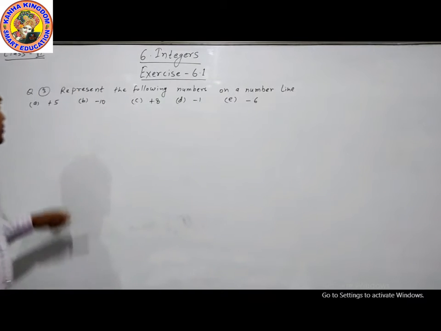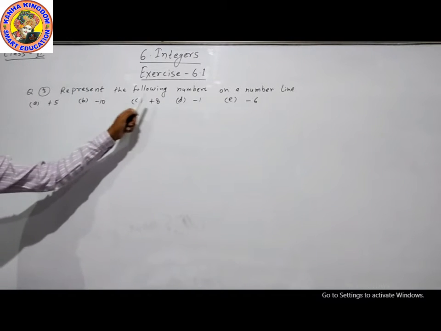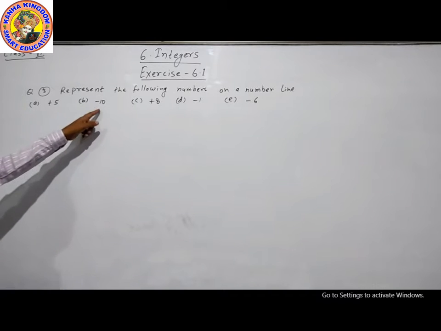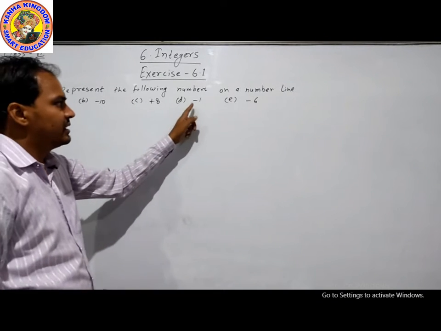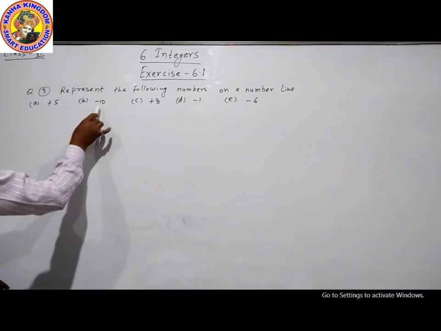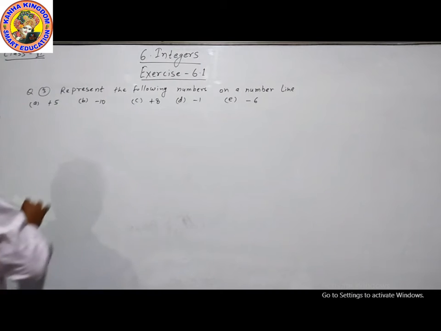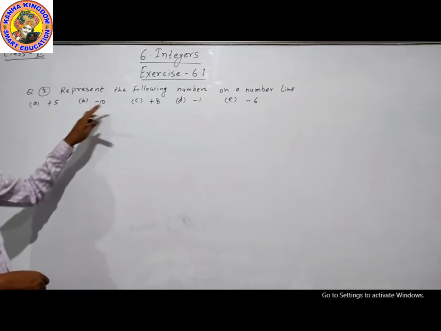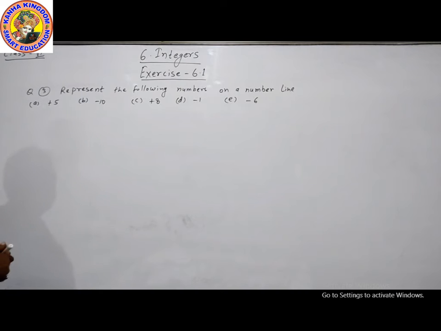Our next question is question number 3. Represent the following numbers on a number line. Plus 5, minus 10, plus 8, minus 1, minus 6. The larger numbers are minus 10 and plus 8. So we will take a number line of plus 10 and minus 10. The larger number is 10 and 8, so we will take 10. We will draw a number line from minus 10 to plus 10.